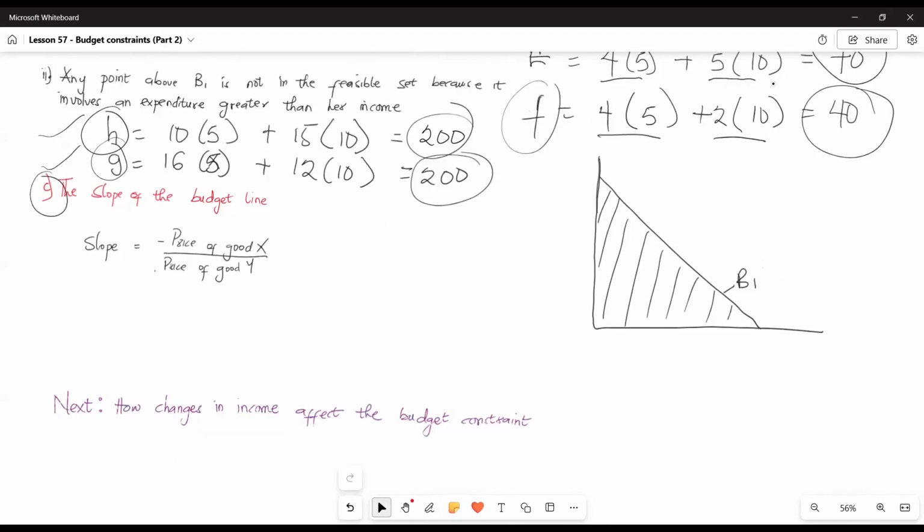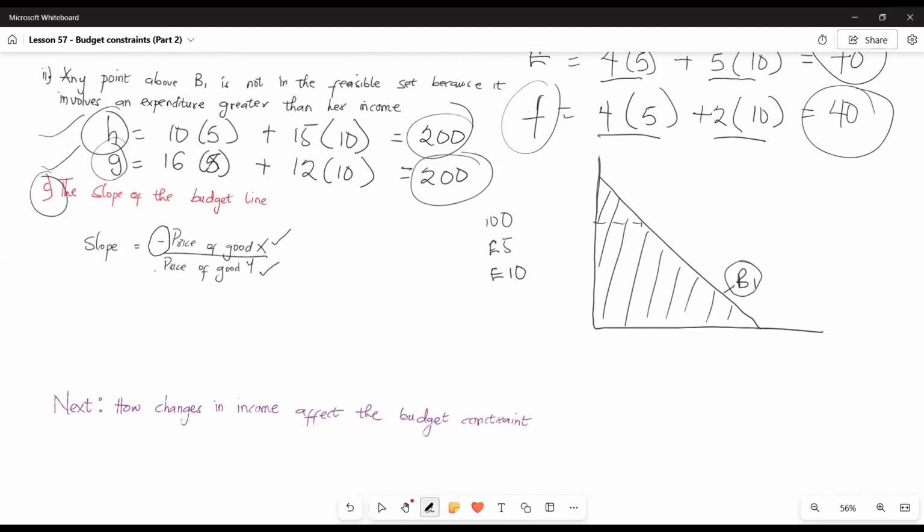So let's move on to the slope of the budget line. The slope of the budget line can be represented by minus the price of good X divided by the price of good Y. Now we have a negative here, and this is because on a particular budget line, for instance, B1, the prices are fixed and the income that the consumer gets is also fixed. So in our example, Ella has £100 of income per week. The price of good X was 5, and the price of good Y is 10.